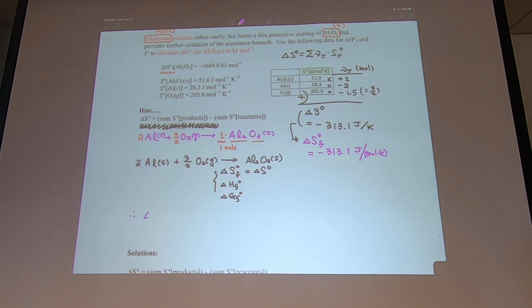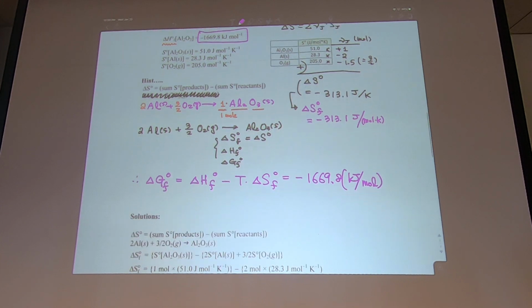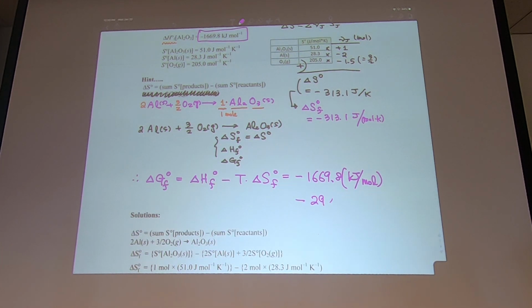So therefore, delta G formation of aluminum oxide is delta H formation of aluminum oxide minus T times delta S formation of aluminum oxide. And this value is shown up here. Minus 1669.8 kilojoule per mole, and then minus 298 times this one, minus 313.1.